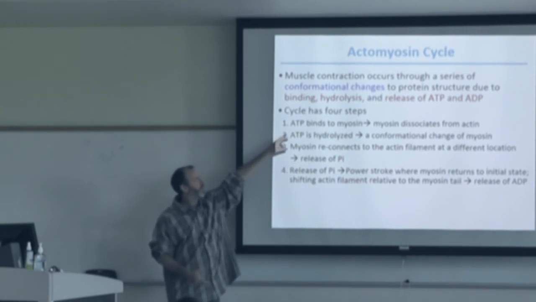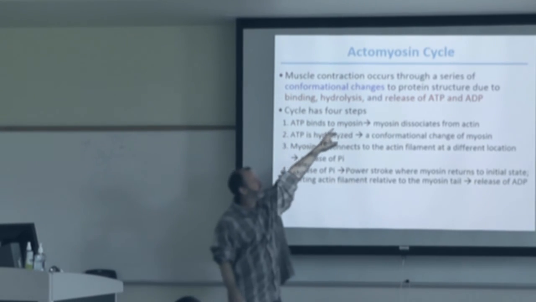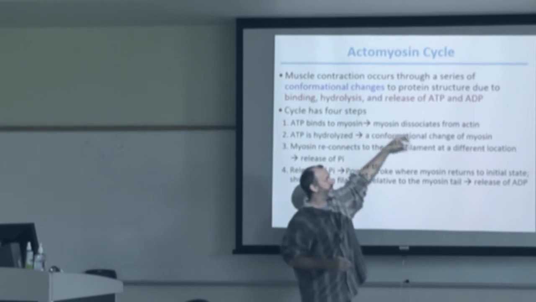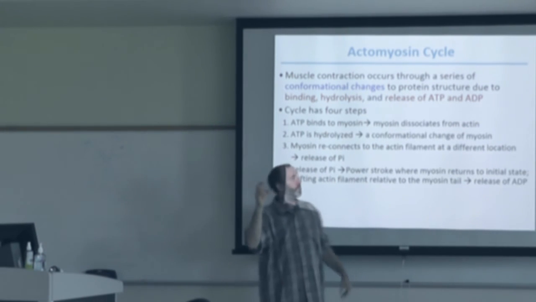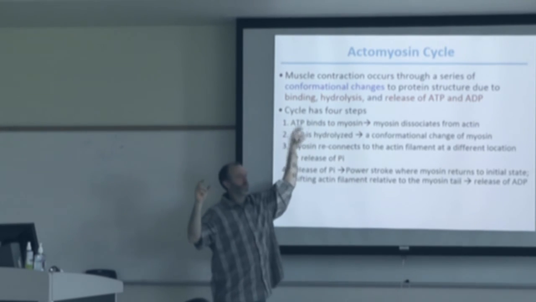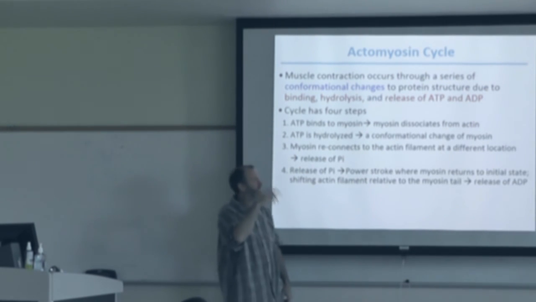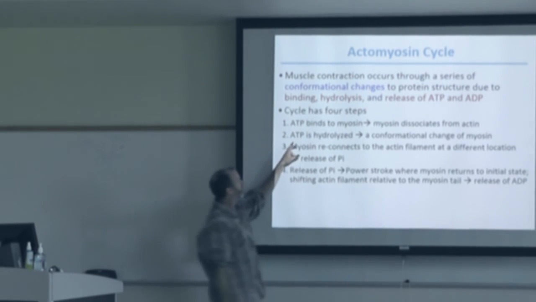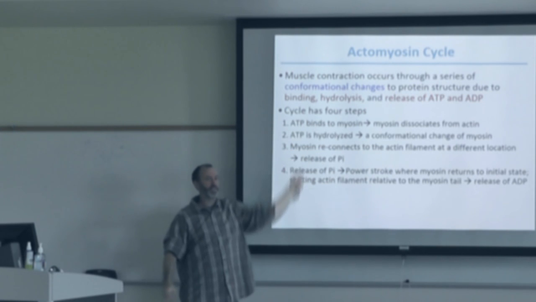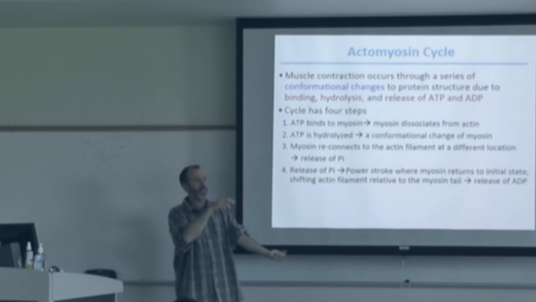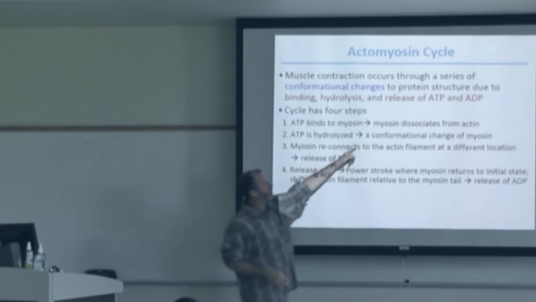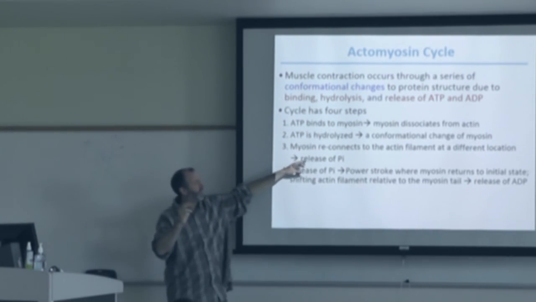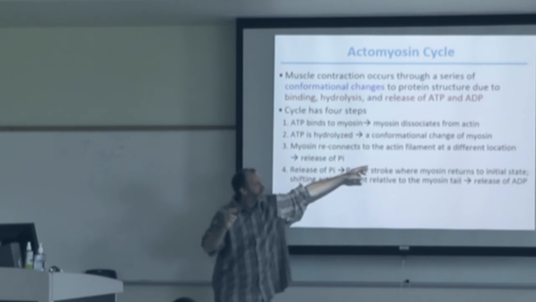So the cycle has 4 steps. First, ATP binds to myosin, and when ATP binds to the myosin, it causes the myosin to dissociate from the actin. When myosin is bound with ATP, the myosin head has a lower affinity for the actin, and it dissociates. Then the ATP is hydrolyzed into phosphate and ADP, and that causes another conformational change of the myosin. Then the myosin reconnects to the actin filament at a different location.